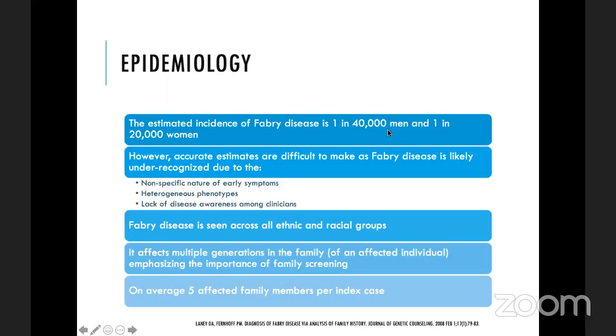The estimated incidence of Fabry disease is 1 in 40,000 men and 1 in 20,000 women. However, accurate estimations are difficult to make, as Fabry disease is likely under-recognized due to the non-specific nature of early symptoms, heterogeneous phenotype, and lack of disease awareness. Fabry is seen across all ethnic and racial groups. It affects multiple generations in the family, with an average of around 5 affected family members per index case.